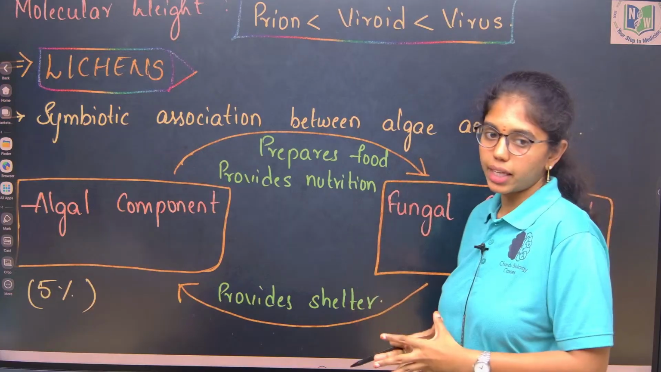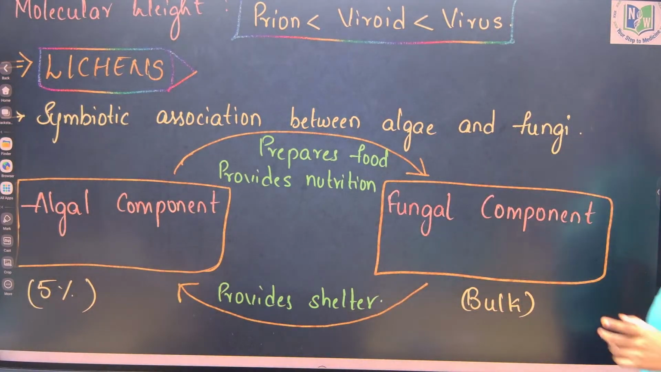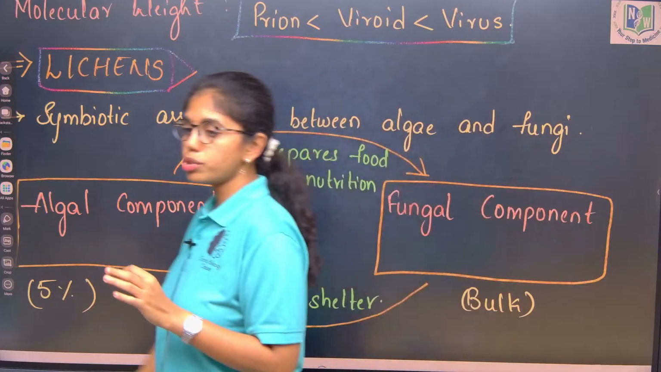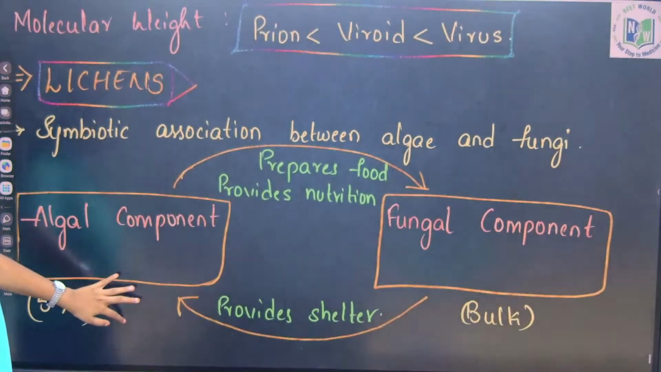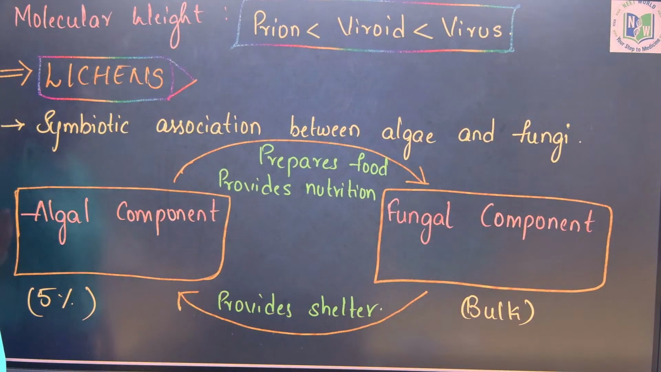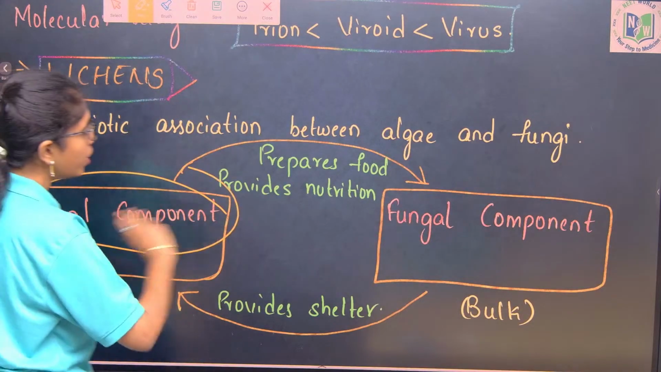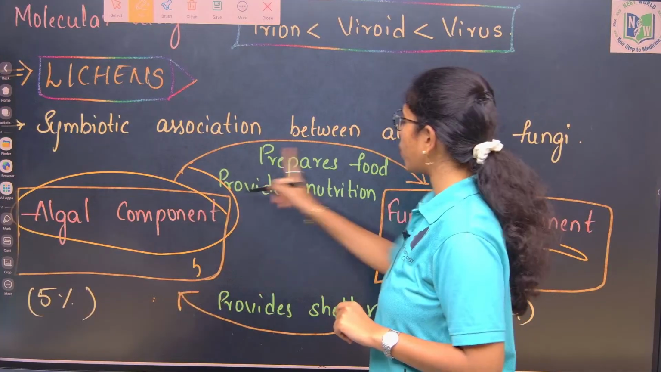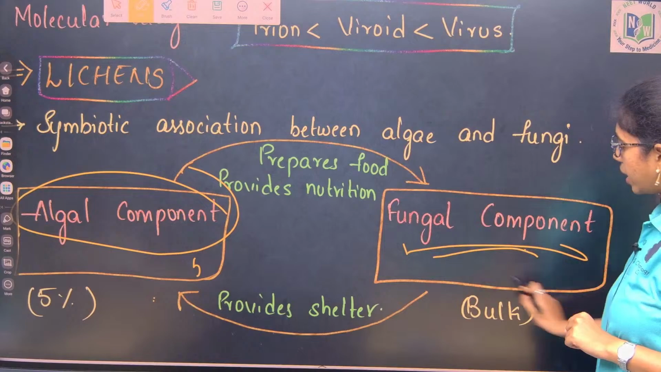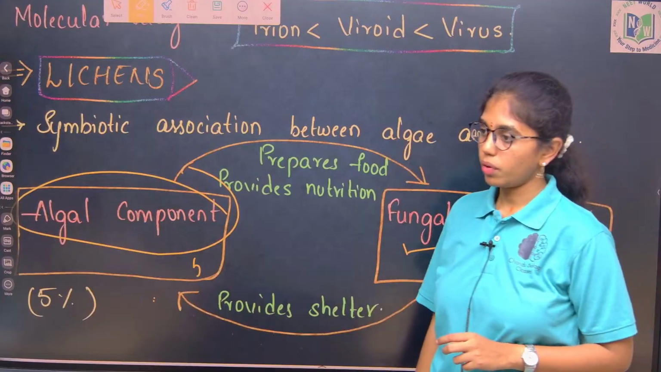Last segment, that is lichens from biological classification. Lichens include symbiotic association between algae and fungi. They are very good pollution indicators. How, I will tell you. So lichen will have two components, algal component and fungal component. The algal component is just 5%, but it provides the nutrition for the entire fungi which is there in the bulk amount. Fungi will in turn provide the shelter to algae. Okay, next.